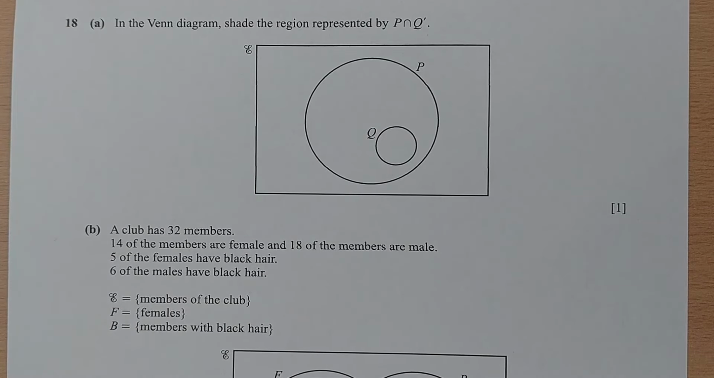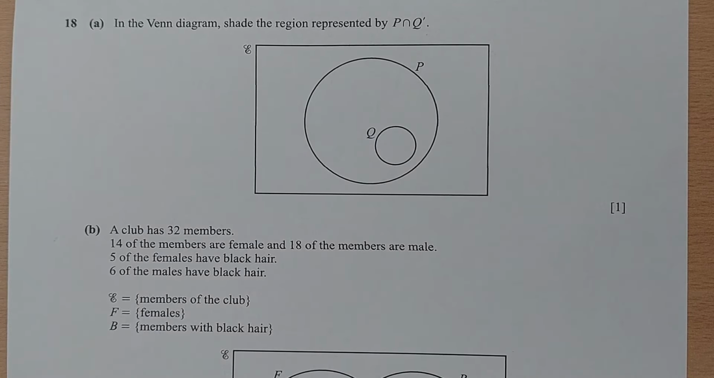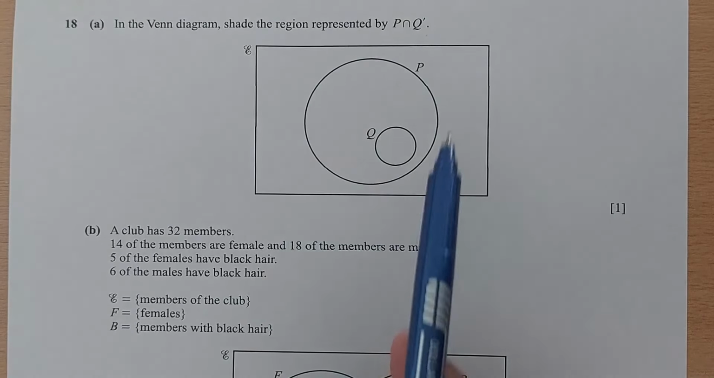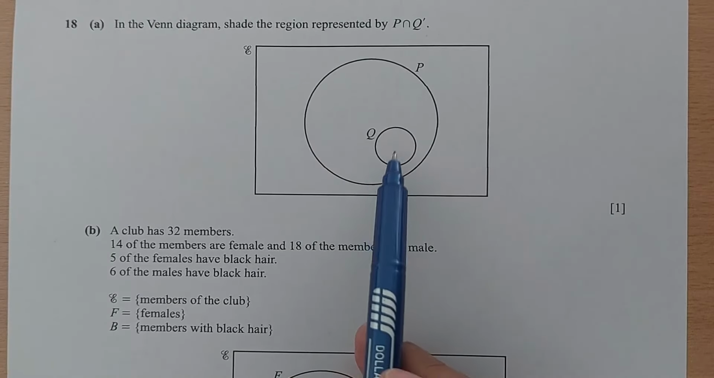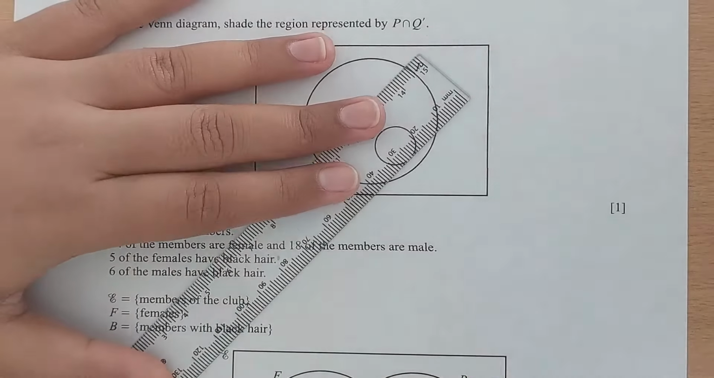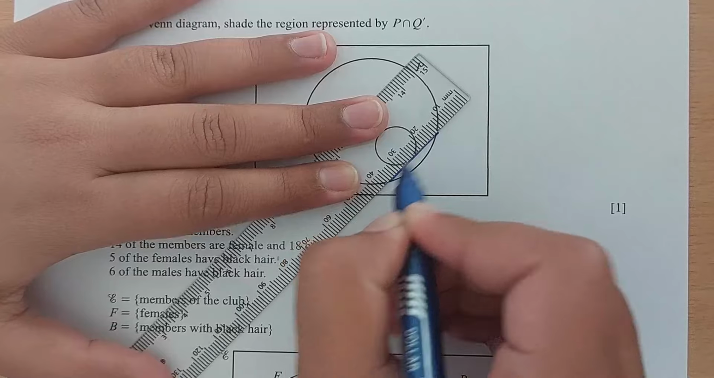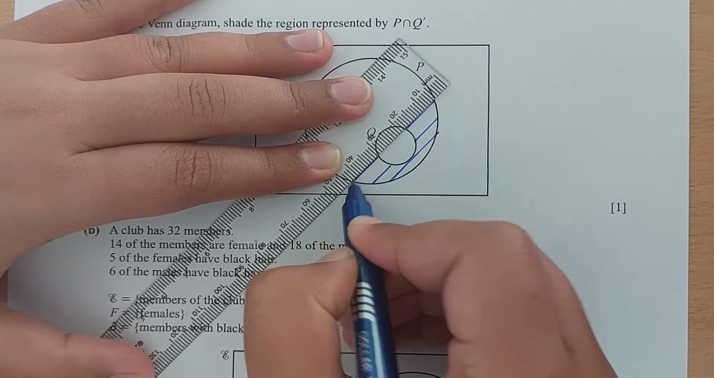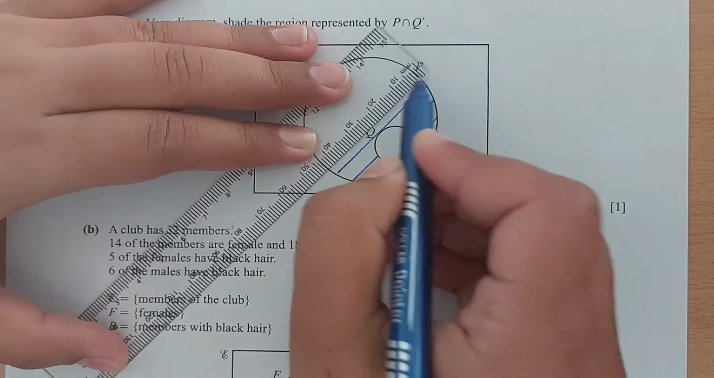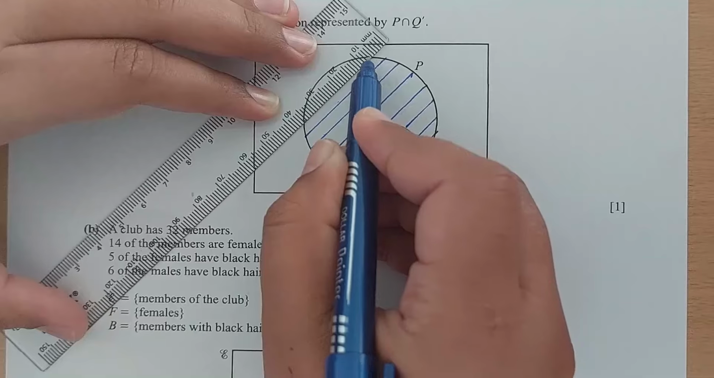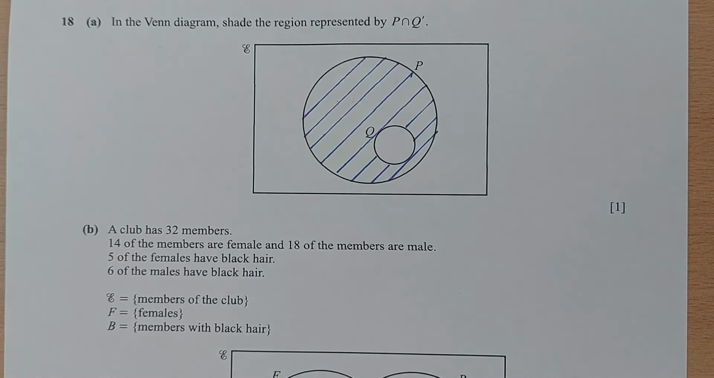Question number 18, in A part, in the Venn diagram, shade the region represented by P intersection Q complement. Okay, so this is the P and its intersection with Q complement, the region that is outside of Q. So let me show you the shaded region is going to be this, not Q, just the P, but Q is not included. So this whole is the shaded region.